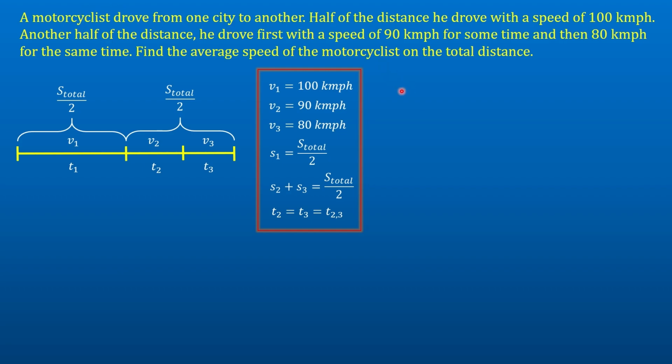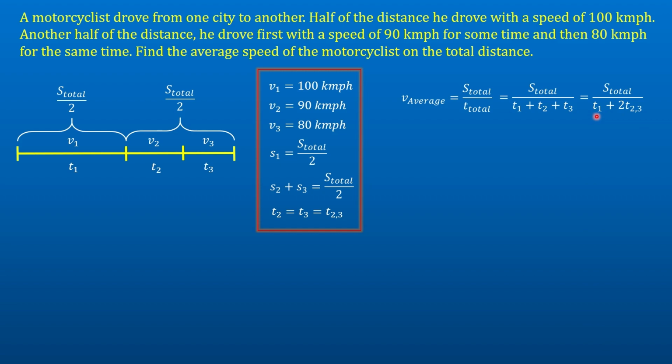Now let's write the formula for calculating the average speed. The average speed equals total distance divided by total time, which is spent to drive this total distance. So the total time we can write as T1 plus T2 plus T3. But we know that T2 equals T3 and equals T23. So instead of T2 plus T3, we can just write 2T23. So all we need to do now is to find T1 and T23.